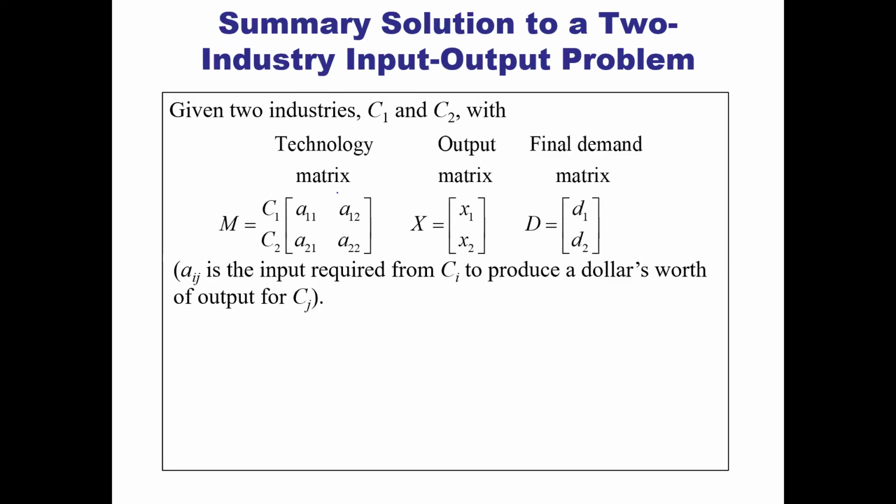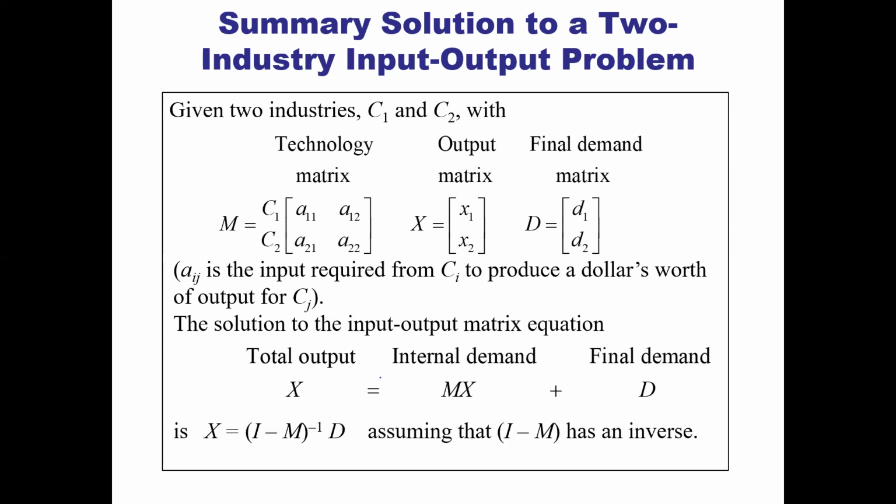All right, so the input-output problem can basically be boiled down to this. Given two industries, C1 and C2, it doesn't matter what they are, or it could be C1, 2, 3, depending on how many we have. Basically, we're inputting here, outputting here, input here, output here. Our output matrix is X, and our final demand matrix is D. And a_ij is the input required to produce a dollar's worth of output, where the output is on top. So this input gives this output, this input gives this output.